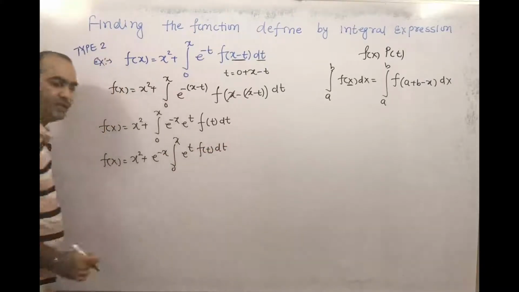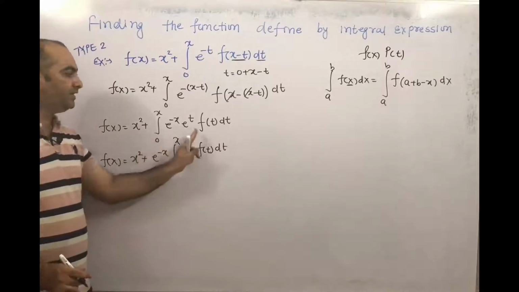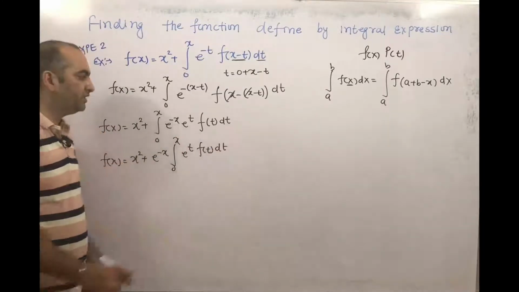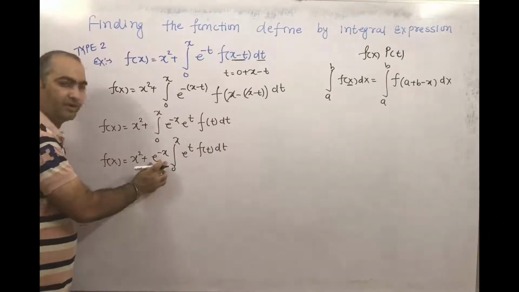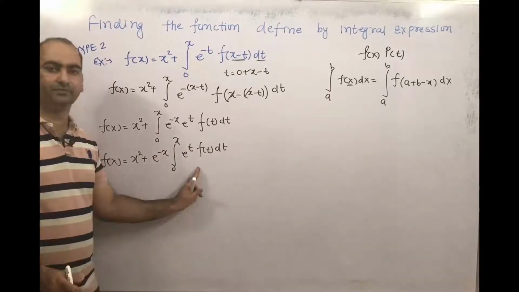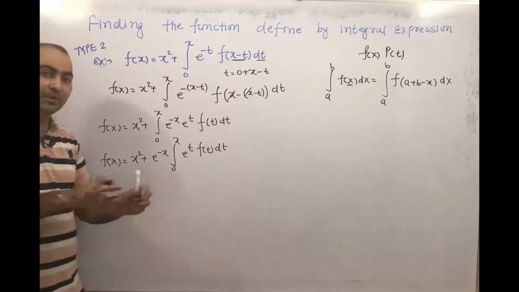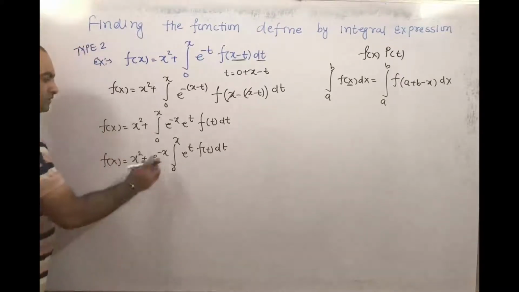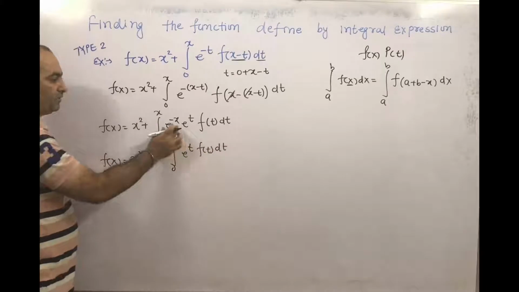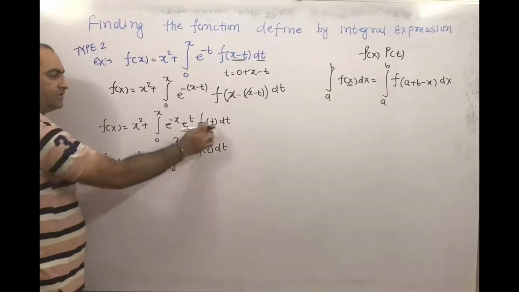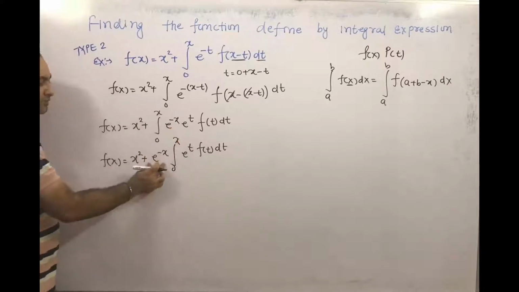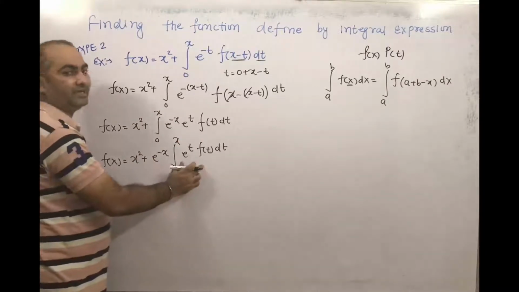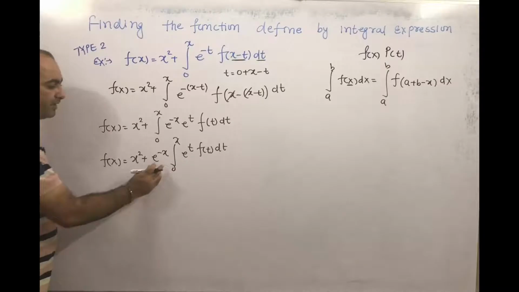We are taking e^(-x) as a constant because we are integrating with respect to t. With respect to t, e^(-x) is a constant, so we take it outside, because it will not come inside the integration. That's why we are taking e^(-x) outside. It is not permanently constant.